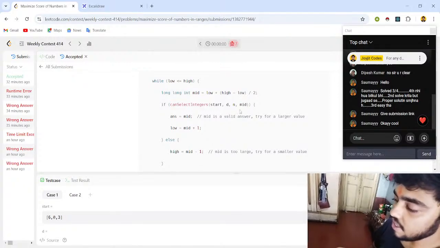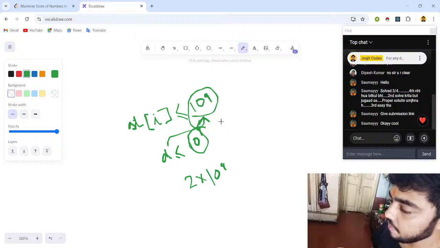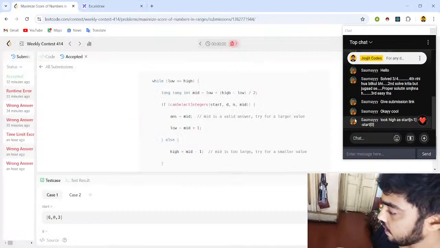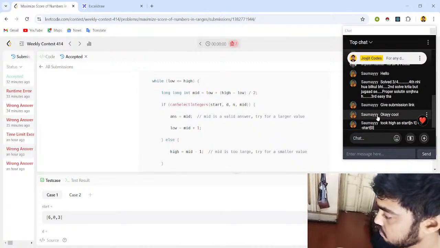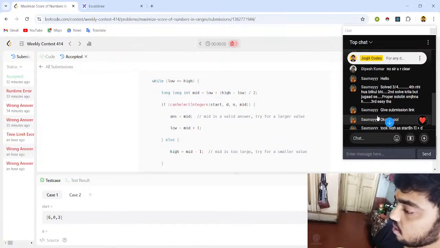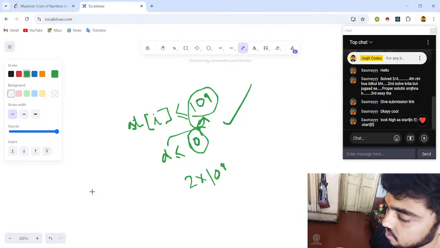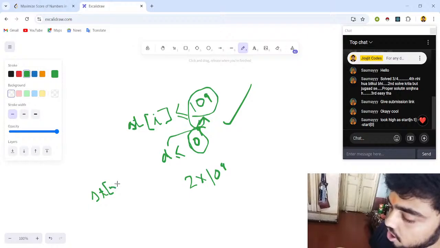And if this situation satisfies, so let's say we have got the mid, we took high as start of n minus 1 minus start of 0. If you ask me what should be the best value of high, the best value of high will be start of n minus 1 minus start of 0.